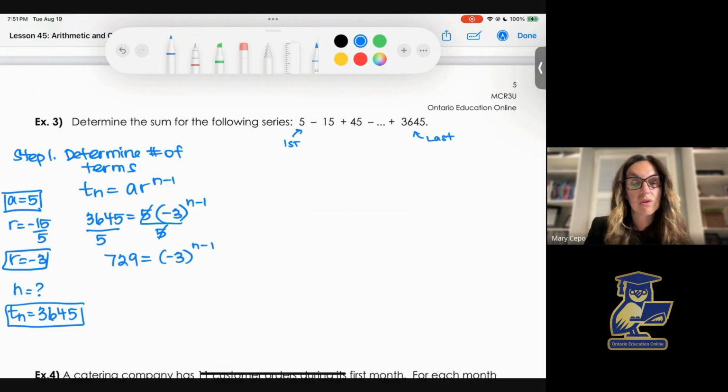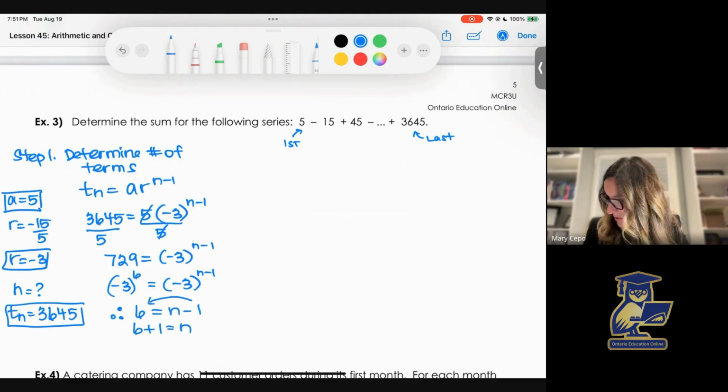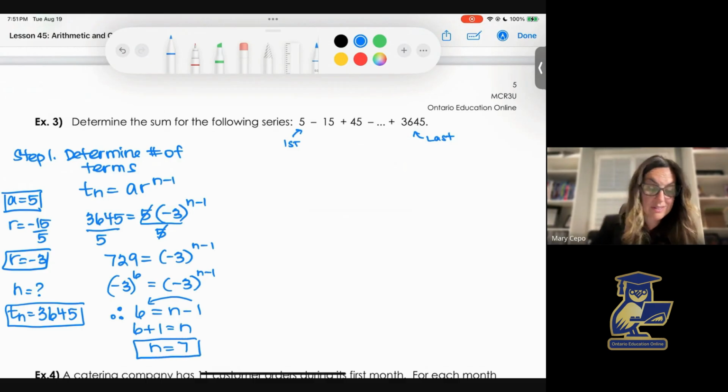When we were solving exponential equations, we have to make sure that the bases are the same in order to properly compare them. So negative 3 to what exponent gives you positive 729? That would be 6. When the bases are the same, therefore 6 has to equal n minus 1. Bringing that over, 6 plus 1 is equal to n. So n is equal to 7. There's a total of 7 terms in this geometric series.